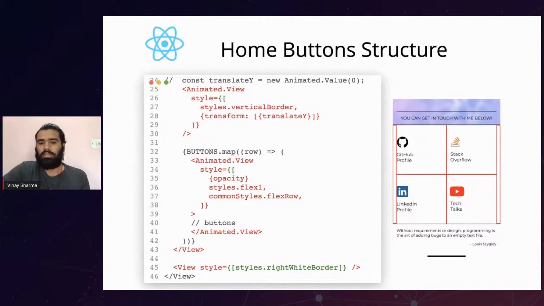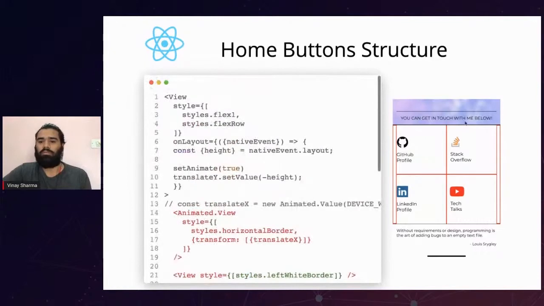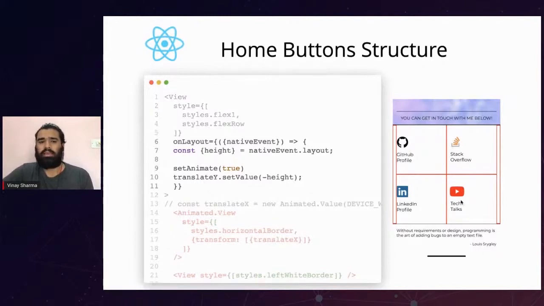So it looks as if we are drawing the borders of these buttons, but it's not really something that I'm doing over here. I'm not actually animating the borders of the buttons. So first of all, let's look at the button structure over here. You can see I have used Flex One for this entire view, and over there I am again using the onLayout API, which will help me calculate the height of this. So why am I using it?